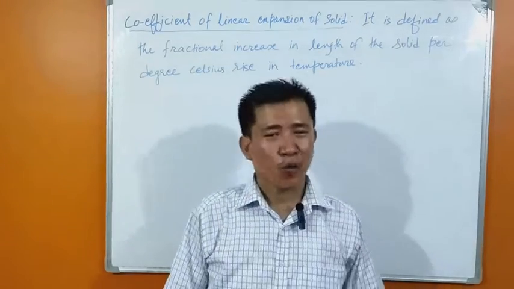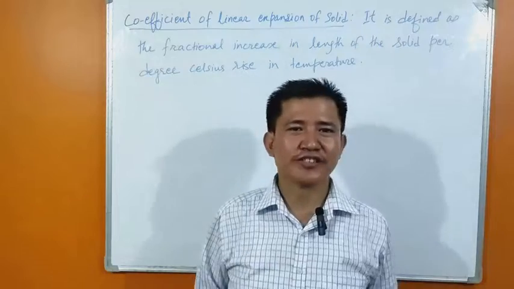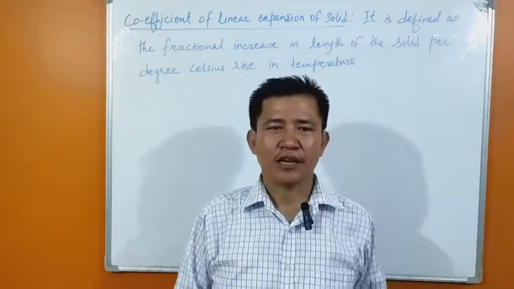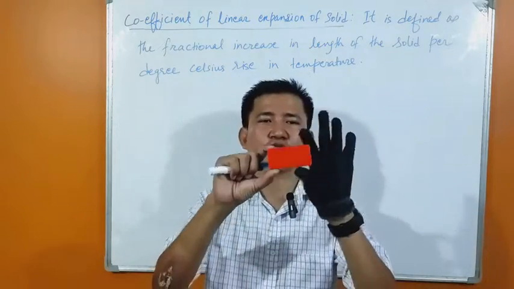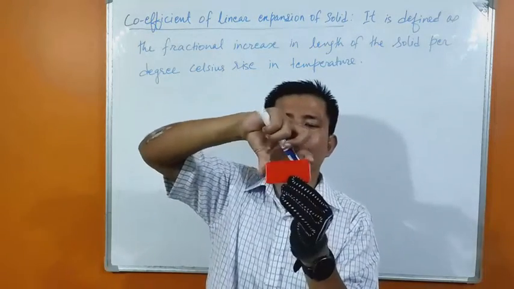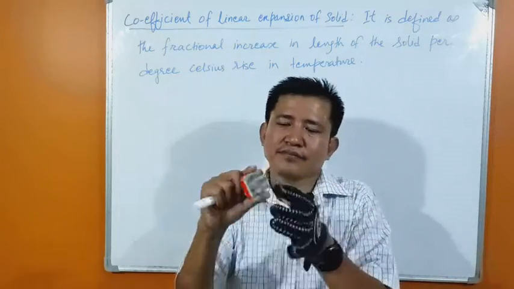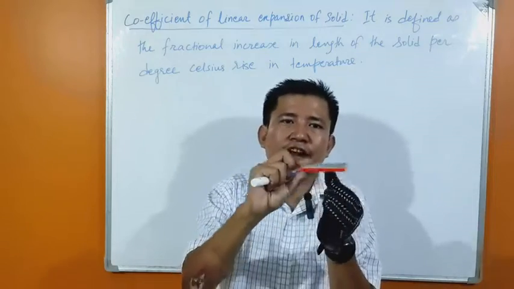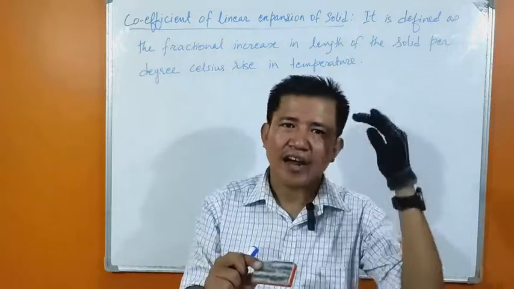Okay, students, we understood that solid, liquid and gas, all three states of matter expand on heating. This is an example of a solid. I'm showing you a solid. This solid has length and area, as well as some breadth, so you can find the volume of this solid, isn't it? Solid has length, area and volume.